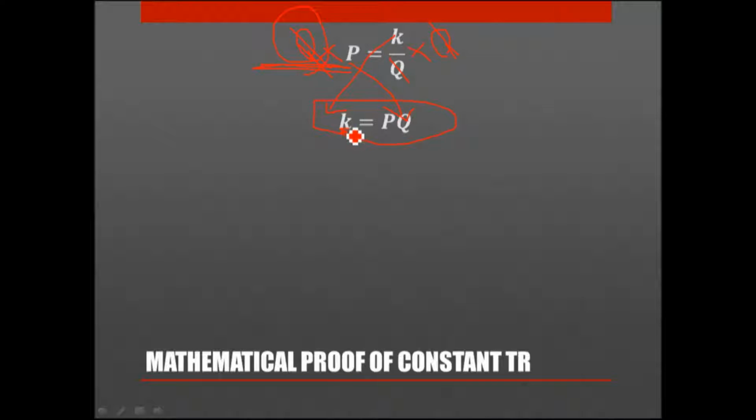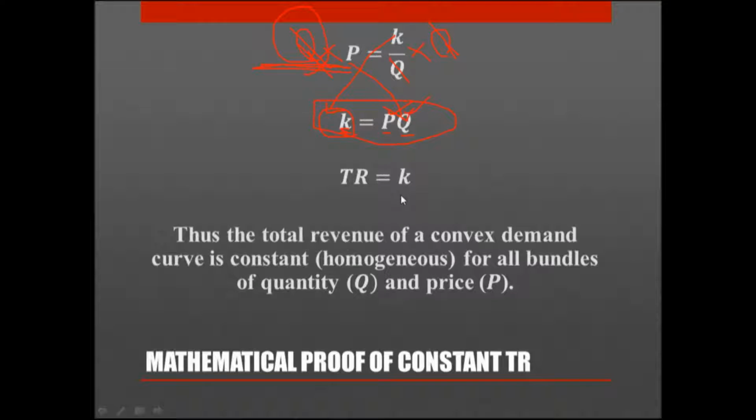As I mentioned, K is a constant. So what does that drive home? Well, it simply tells us that the product between price and quantity of a convex demand curve is always constant. So despite the various values which price and quantity can assume, your product will never change. And remember that product actually has an economic interpretation, which is your total revenue, your total expenditure. So I've just established the fact that the total expenditure of the convex demand curve is always constant. Hence, your conclusion, thus the total revenue of a convex demand curve is constant.